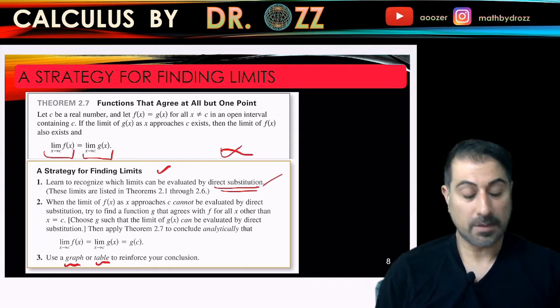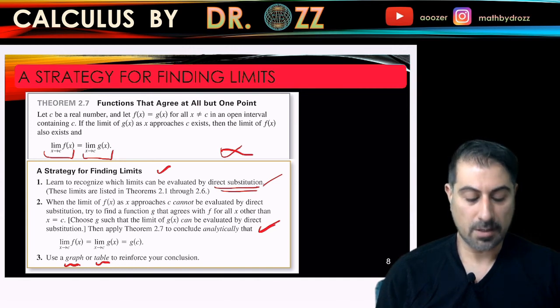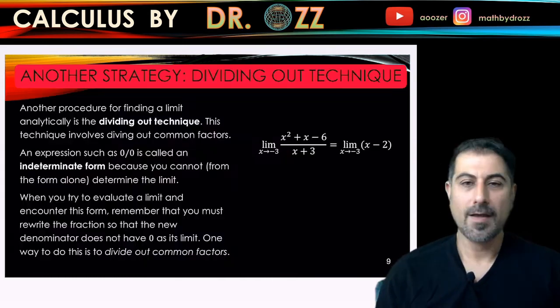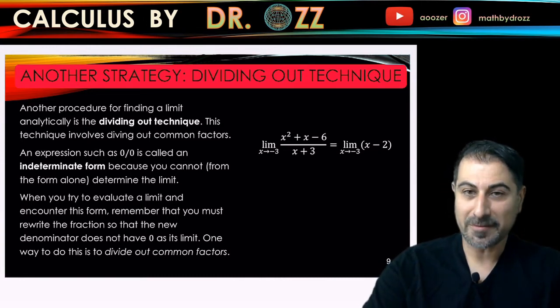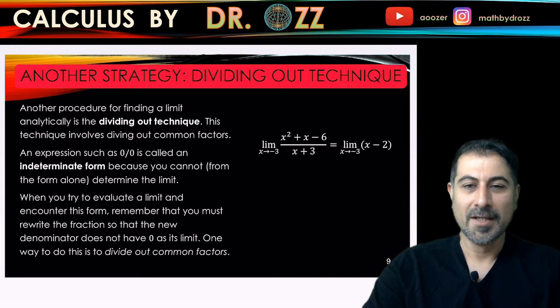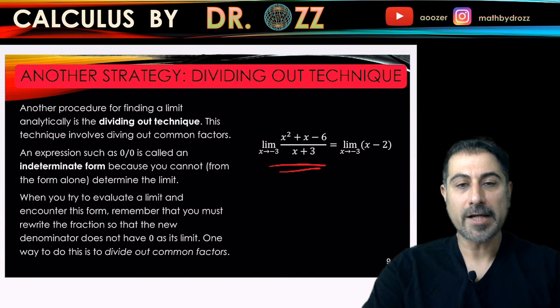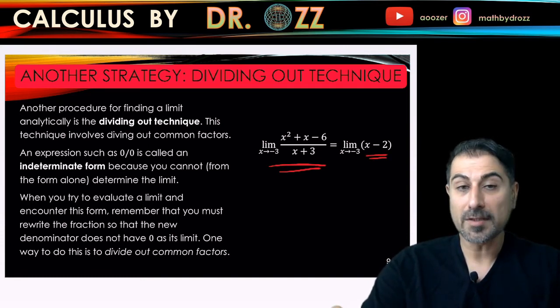But again, you always start with direct substitution. If that doesn't work, then you try to find a similar function that agrees with the original function. If everything fails, then go back to the basics and use a graphical aid or table of sample values. We learned about the dividing out technique to come up with a similar function that agrees with the original function. It's all based on simplifying the provided rational function, so that the resulting function is something you can easily calculate the limit of by using direct substitution.